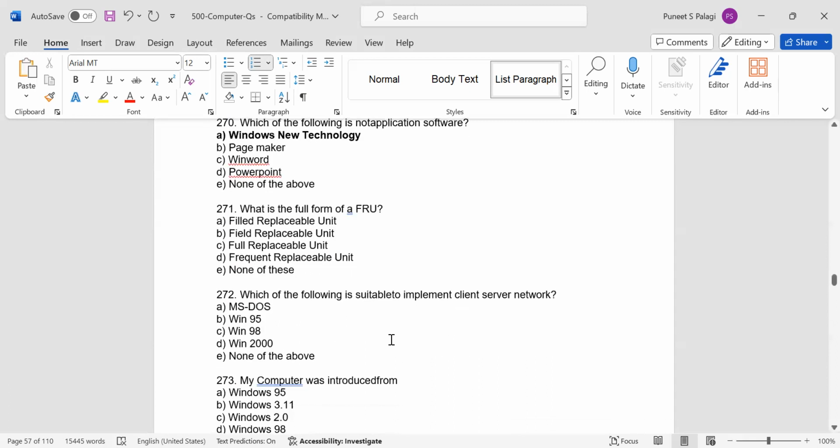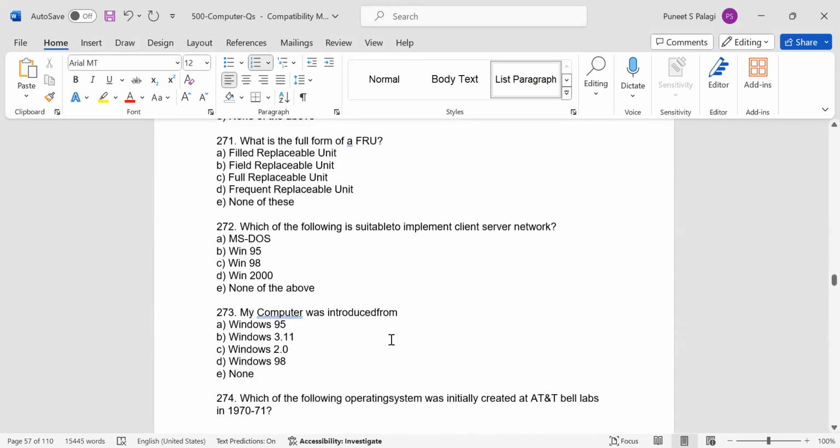What is the full form of FRU? Is it filled replaceable unit, field replaceable unit, full replaceable unit, frequent replaceable unit? It is option B.